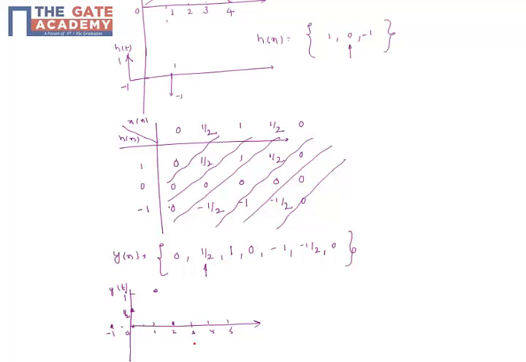At n equal to 3, it is minus 1. At n equal to 4, it is minus 1 by 2, so this is the minus 1 by 2 point. And at n equal to 5 it is 0. I'll just join all these points. So how does it look? It looks like this.